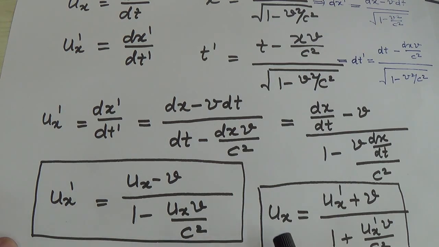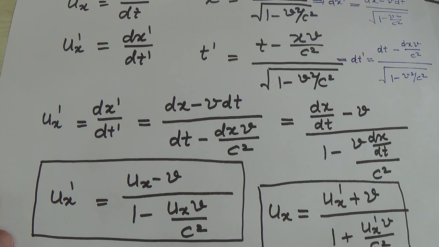So you can write here ux prime is equal to ux minus v upon 1 minus ux v upon c square. And ux is obtained from ux prime by using the inverse Lorentz transformation. If suppose you have to find out the value of ux, then that will be ux prime plus v upon 1 plus ux prime v upon c square. In this mathematical formulation, this is how you derive the result for ux prime.